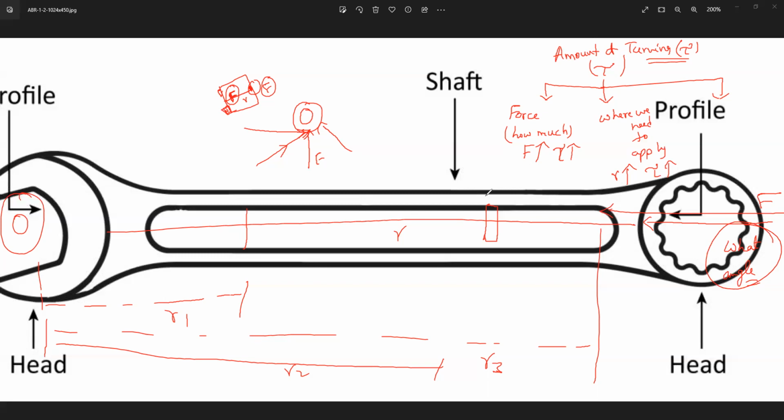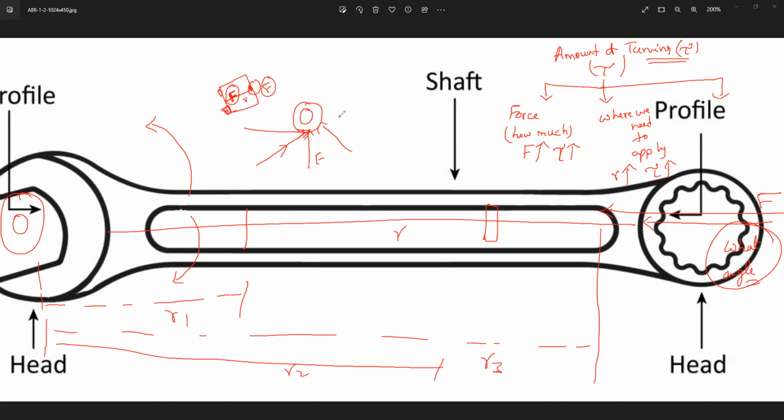Yes? So basically, if you want to tighten the bolt, we have to rotate anti-clockwise. If you want to loosen the bolt, we rotate clockwise. Clockwise or anti-clockwise will make it either tighten or loosen the bolt, to remove the bolt. So that you have to remember.